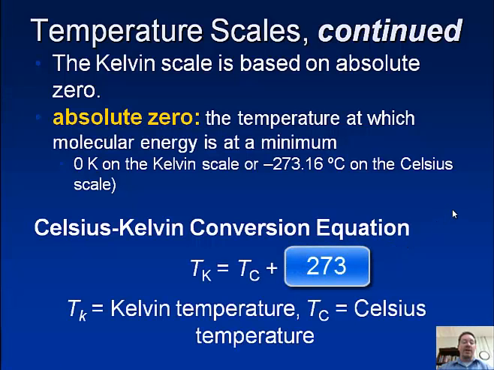So this is a fairly easy conversion after we've got our temperature in Celsius. So temperature in Kelvin is just going to take our Celsius value, add 273 to it, kind of round off this 0.16. So we get a close estimate with 273. So T_K here is Kelvin temperature, T_C is Celsius temperature.